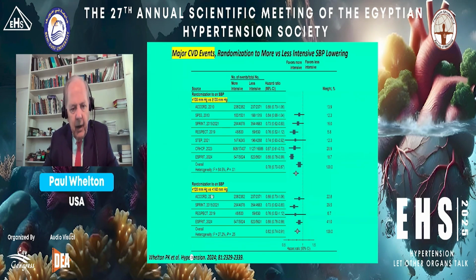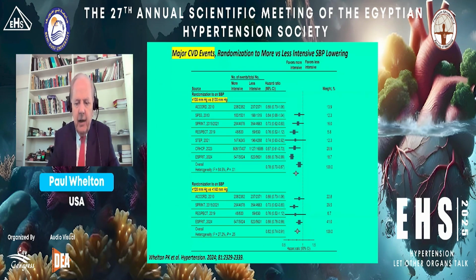Looking at the less than 120 versus less than 140, there are obviously fewer trials, but again, they tend to be shifted to the left. It's pretty obvious visually, and the pooled analysis is quite significant, and the confidence interval is relatively tight, even though there are only 4 trials. So very strong evidence for benefit in terms of major cardiovascular events.